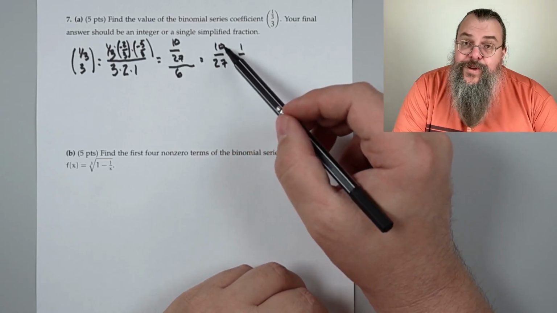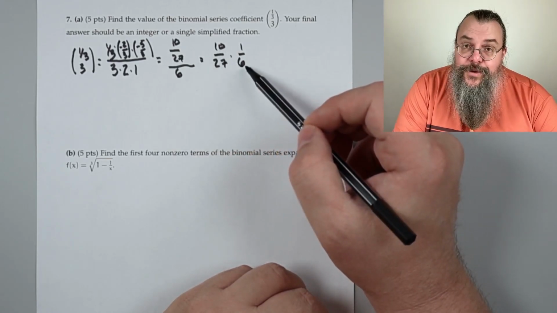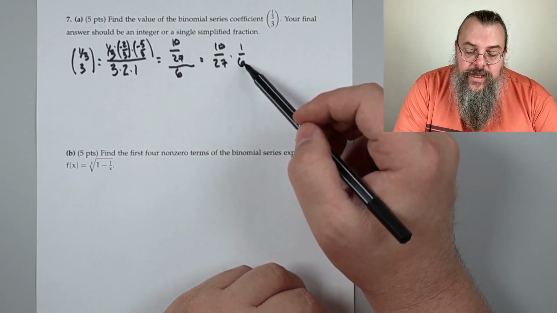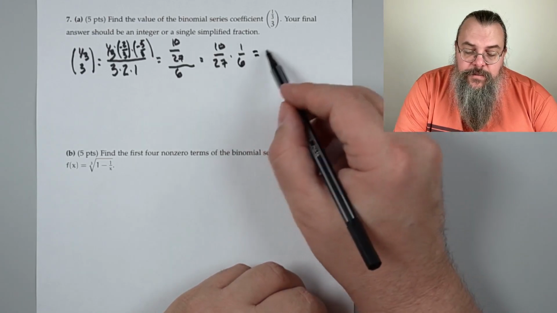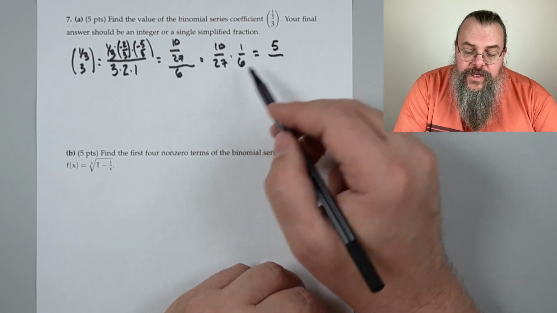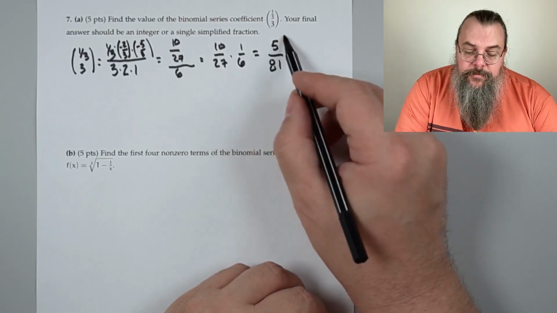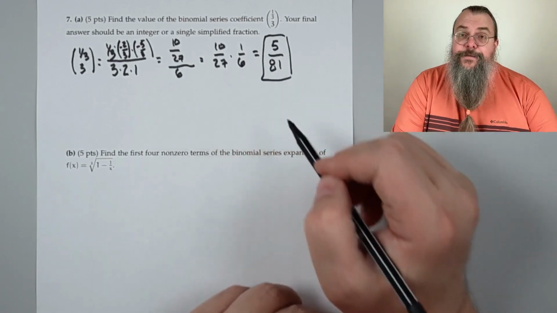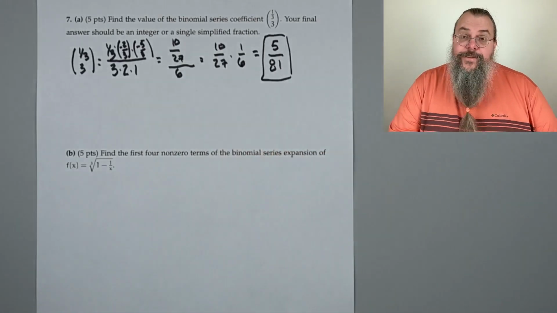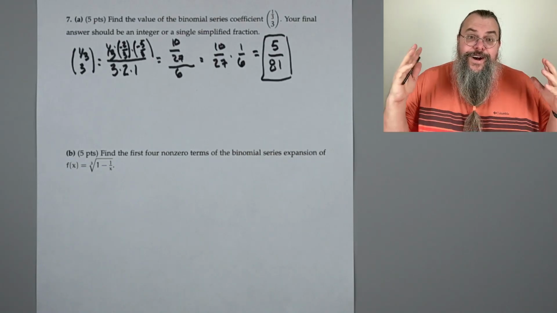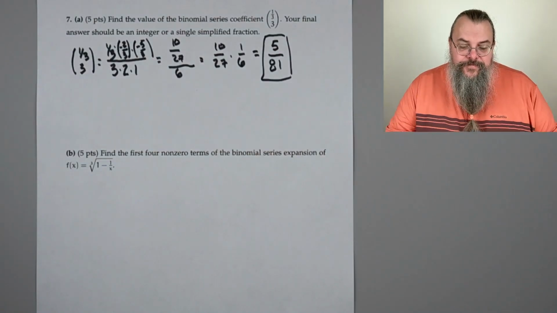Well, 10 is 2 times 5. We do have a 2, so we can cancel a 2. That would leave us with a 5 upstairs, and a 27 times 3 downstairs, which is 81. So 5 over 81. All right, so that's part A. That was worth 5 points. We're going to do great.